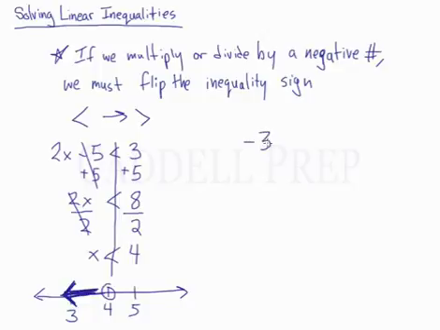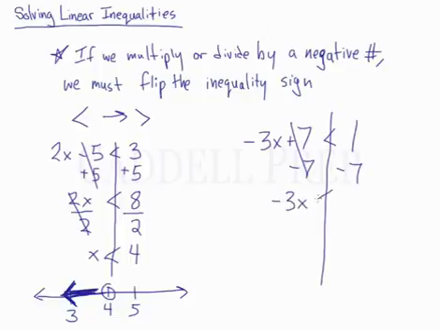Alright, if we have negative 3x plus 7 is less than 1. Again, we're going to treat this like a regular equation when we solve for x. So we'll just draw a line down the middle again. First thing we have to do is get rid of the 7. So now we have negative 3x is less than negative 6. 1 minus 7 is negative 6.